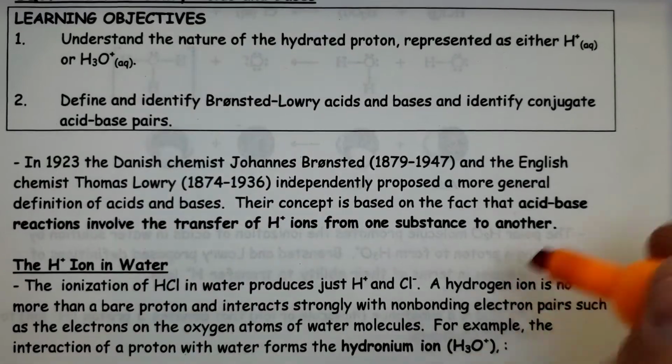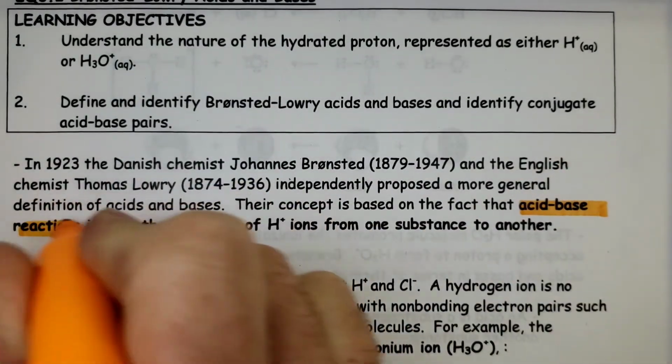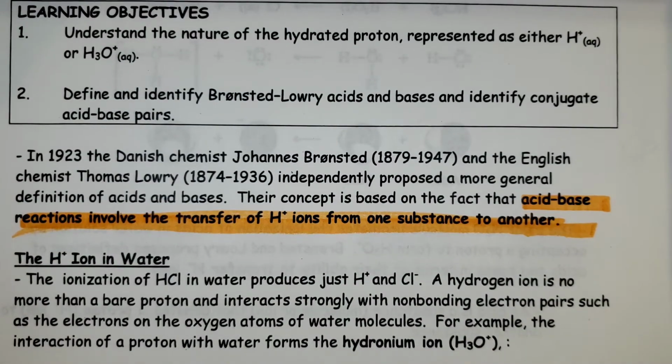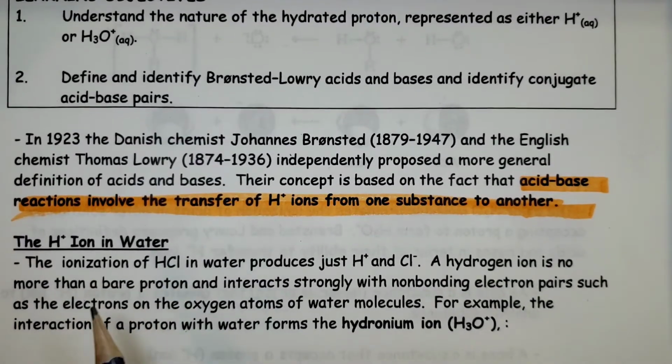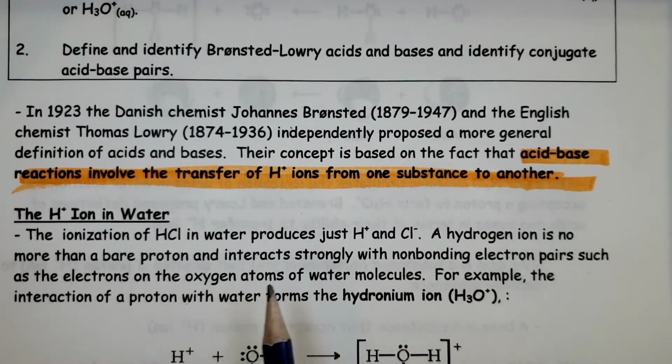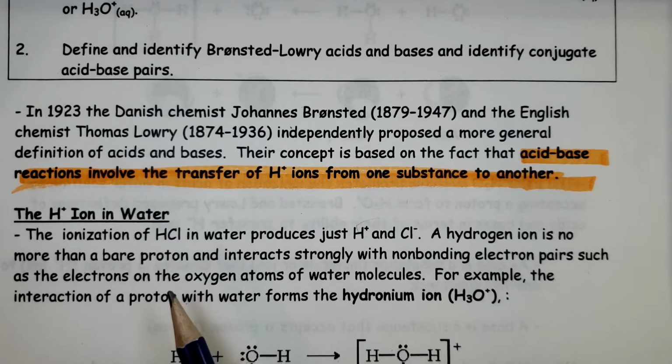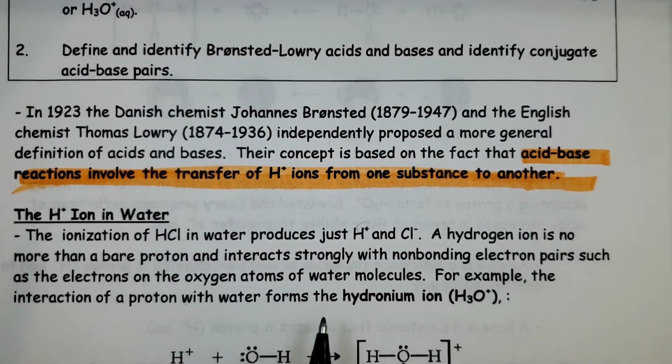Their concept is based on the fact that acid-base reactions can simply be looked at in terms of what is happening to the H plus ion. So, doing away with the OH minus ion being that of a base, just take a look at what the H plus ion is doing. The ionization of HCl in water produces hydrogen ions and chloride ions floating around the solution. A hydrogen ion is no more than a bare proton and interacts strongly with non-bonded electron pairs, such as the electrons on the oxygen atom of the water molecule.